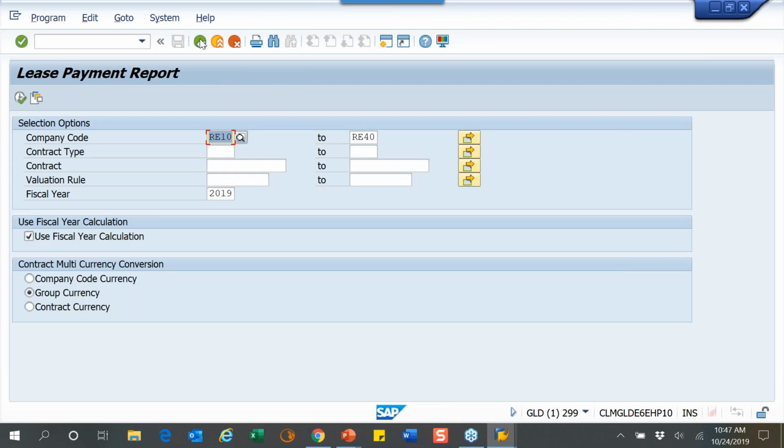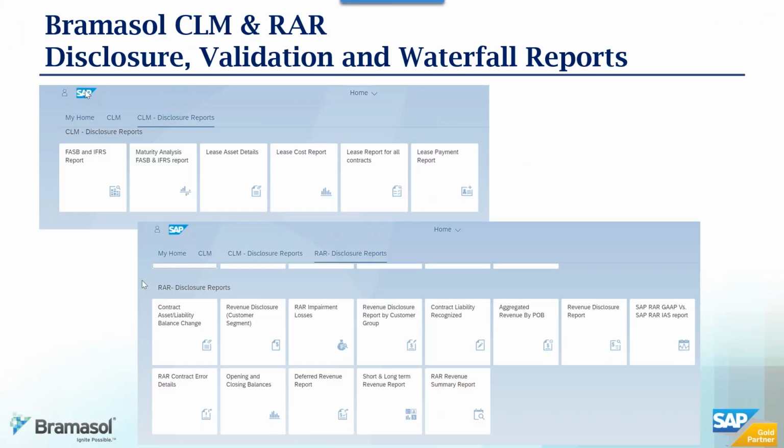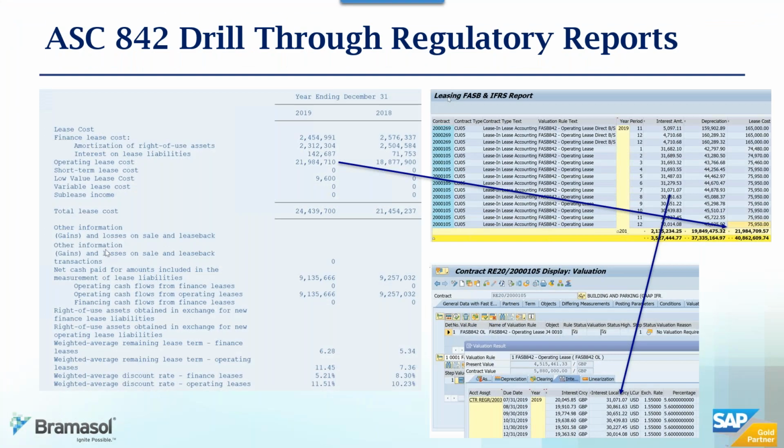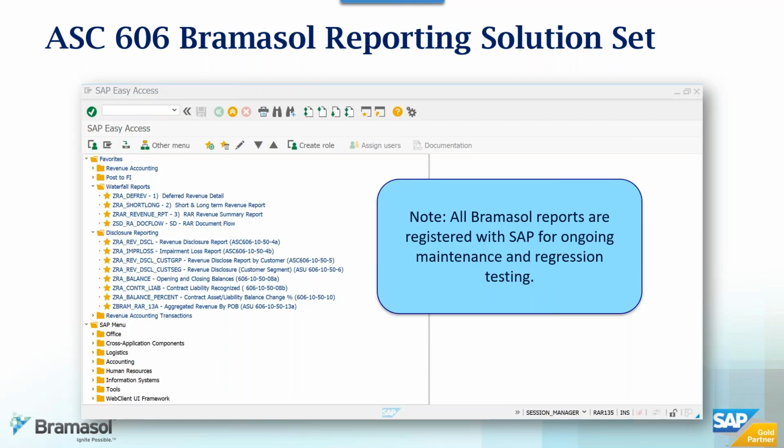Okay, so that kind of wraps up the live demo for the CLM disclosures. Want to just go back and summarize what you just saw. John had mentioned before that all of Bramasol reports are registered with SAP and therefore have ongoing maintenance and regression testing. And again, we talked about going from ECC into S4. So that's all part of having registered and part of the maintenance.